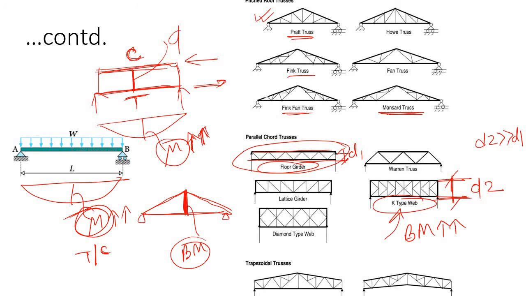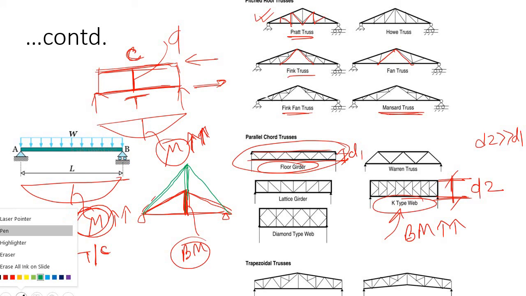Now if this distance increases, here you can see that these are the web members. So if this distance increases, let's use some different color here. Due to the higher magnitude of bending moment, you have to increase this distance. Initially, this was the web member. Now the web member is this one, and these web members are under the action of compressive force.